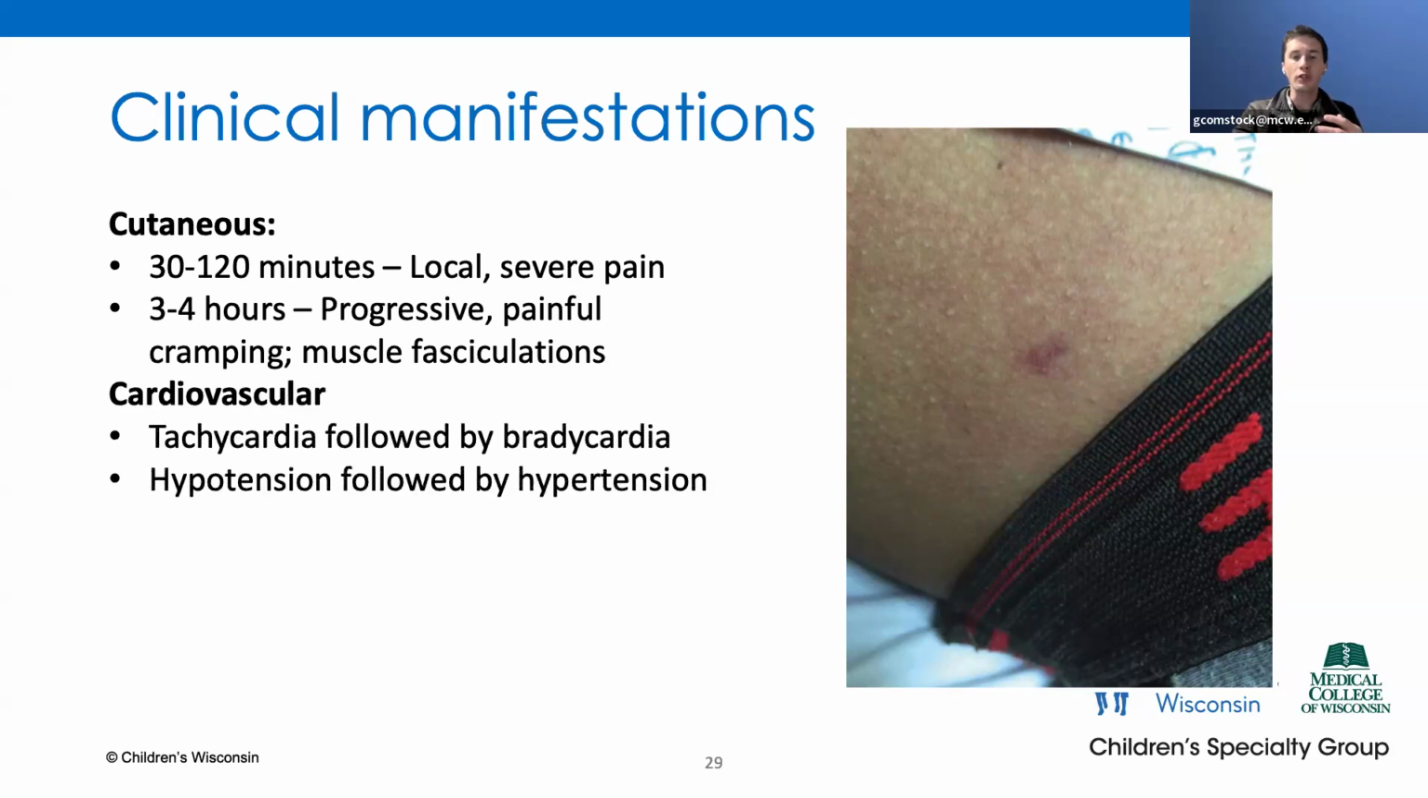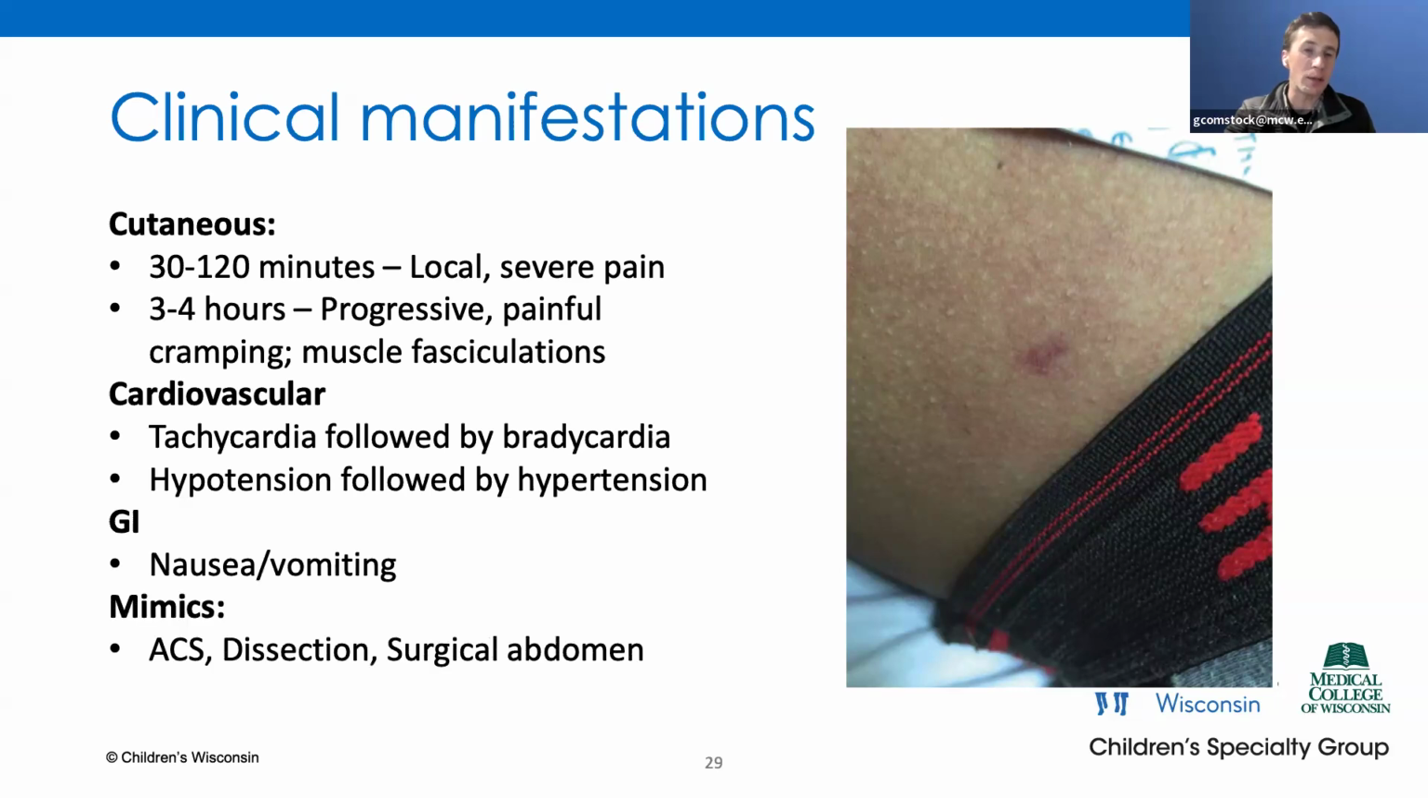There are some other manifestations that can occur. You can see some cardiovascular manifestations when I think about the pathophysiology of this envenomation. It's catecholamine mediated. So it's really a lot of tachycardia followed by bradycardia as they get potentially more ill. It mentions hypotension followed by hypertension. When I've seen these patients, it's really been a lot of hypertension, I think a mix of mediation from pain and from the catecholamines that they're releasing. From the GI perspective, you can see nausea and vomiting. And then it's an important thing to recognize that these can come in as mimics.